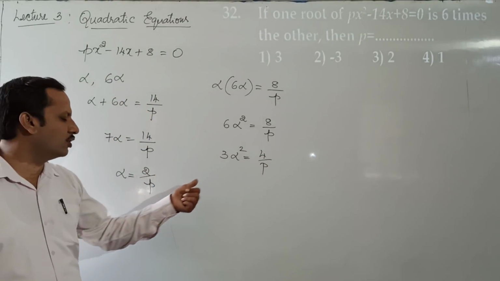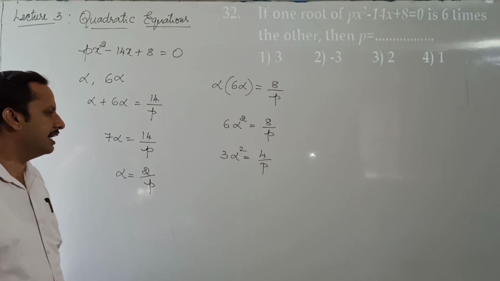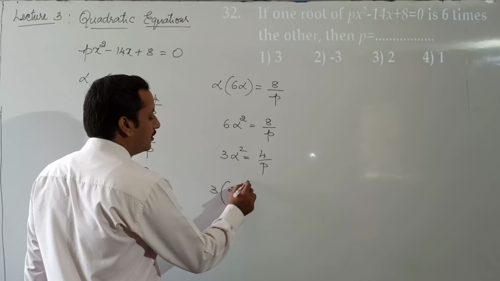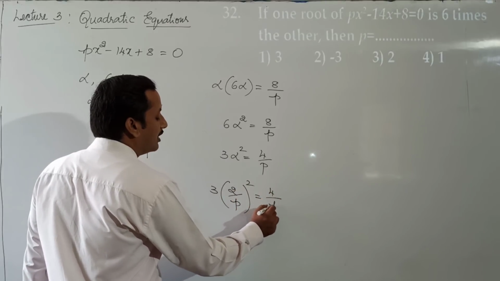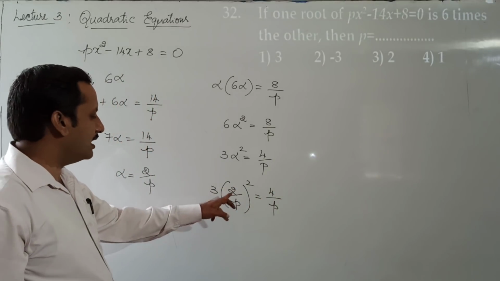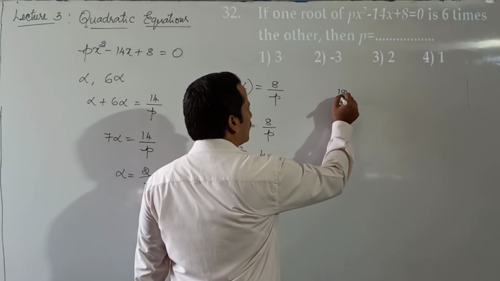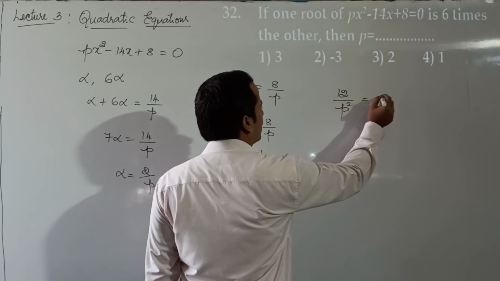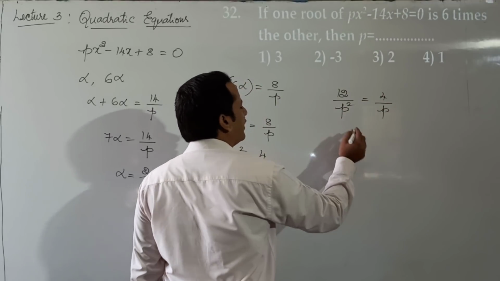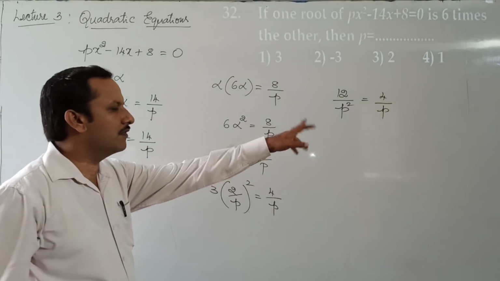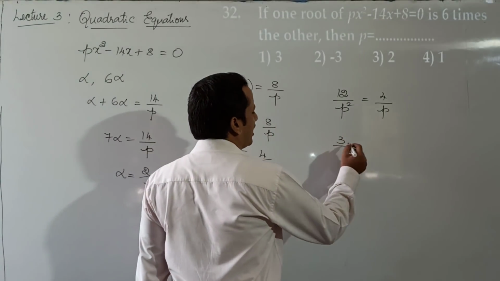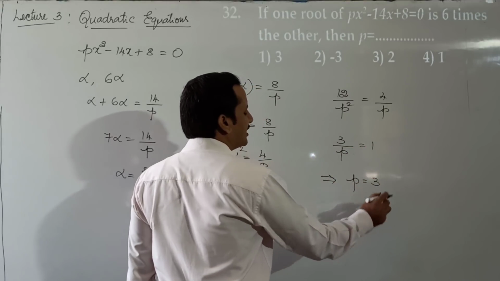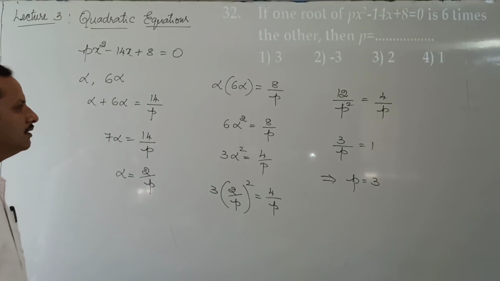Now alpha is 2 by p from this equation, that I will substitute there. 3 into (2 by p) whole square is equal to 4 by p. 2 square is 4, 4 into 3 is 12. 12 divided by p square is equal to 4 by p. Here p gets cancelled. 4 1s are 4, 4 3s are 12. You get 3 by p is equal to 1, which implies p is equal to 3. First option.